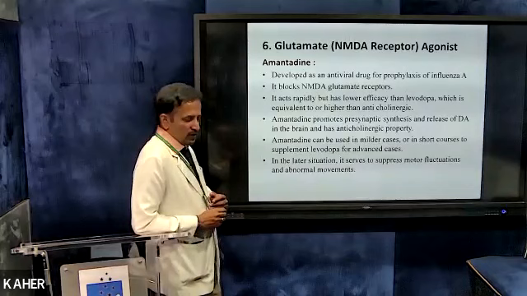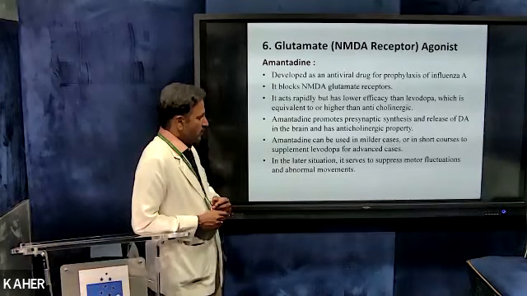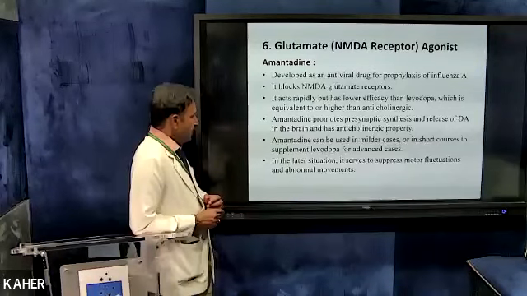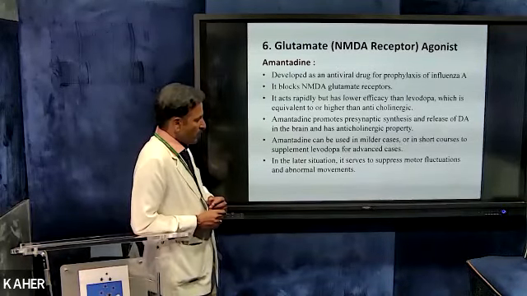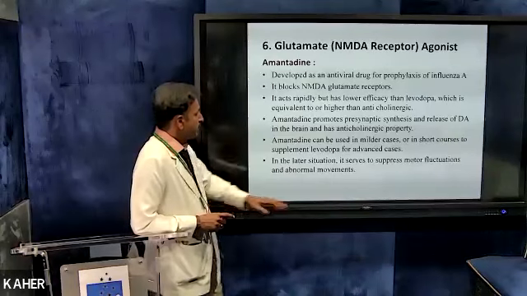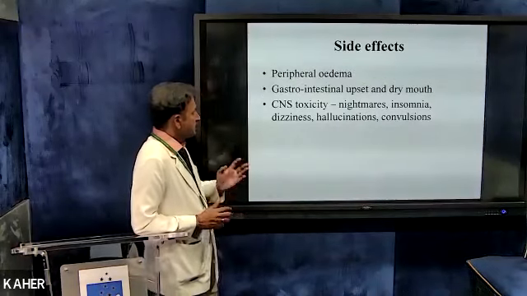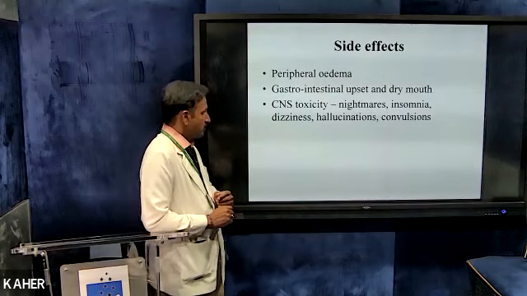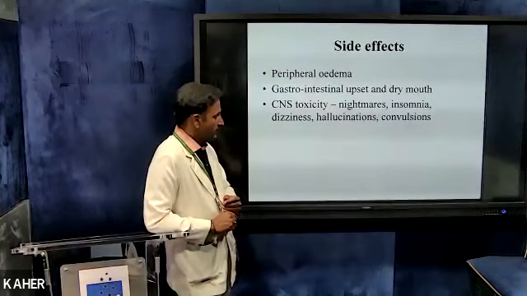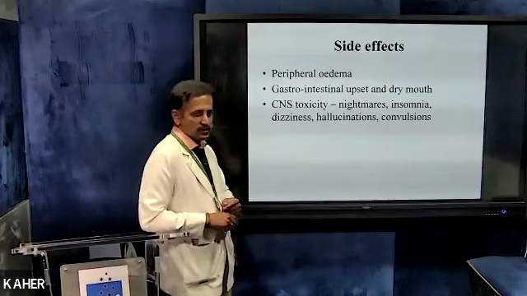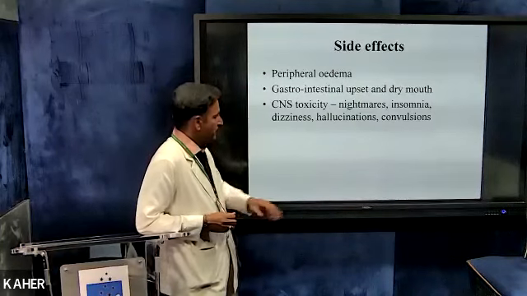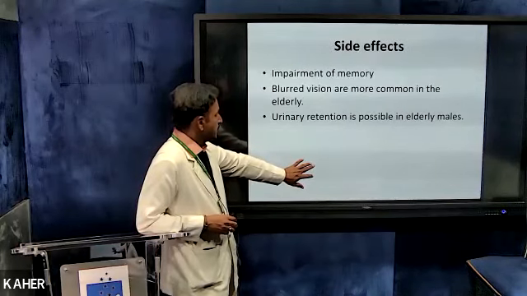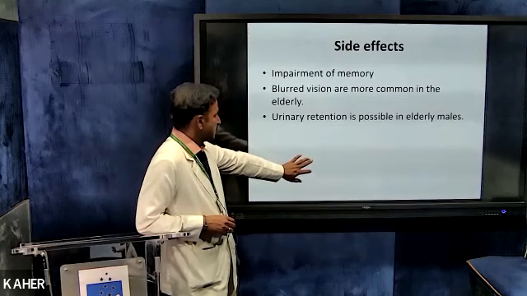It is mainly preferred in milder cases, or as a short-term course supplemented to levodopa in advanced cases. In the latter situation, it serves to suppress the motor fluctuations and abnormal movements. Some adverse effects are GIT upset and dryness of the mouth, and CNS toxicity like nightmares, insomnia, dizziness, hallucination, and convulsions may also occur in the patient. Impairment of memory and blurred vision are other adverse effects.